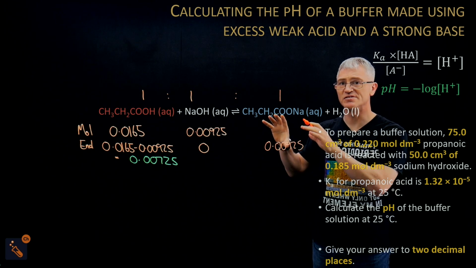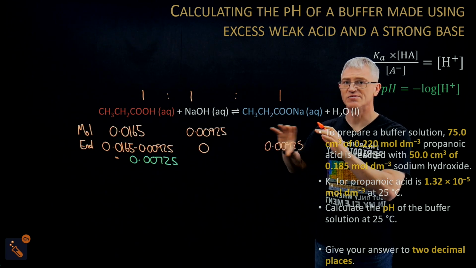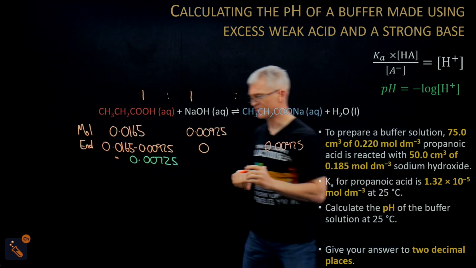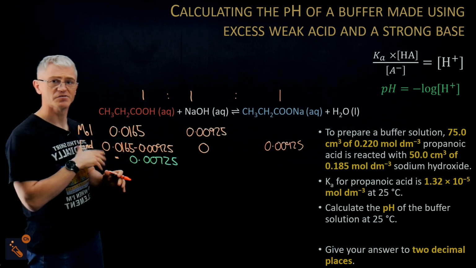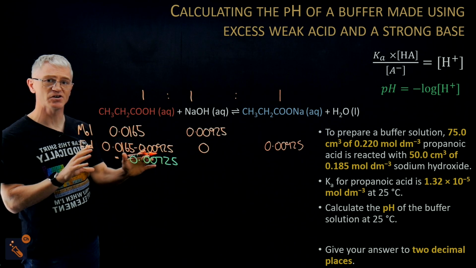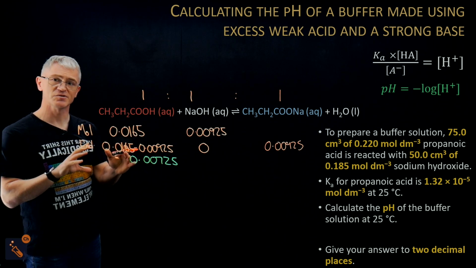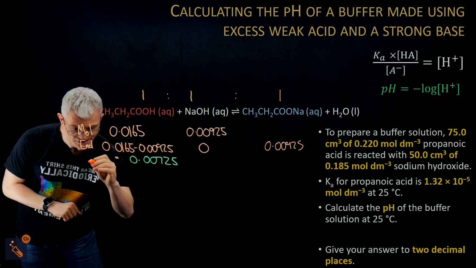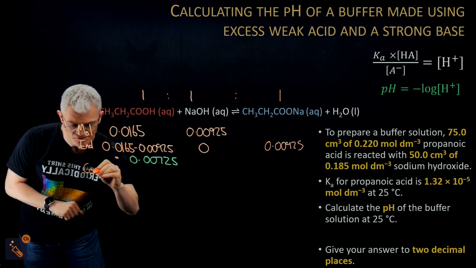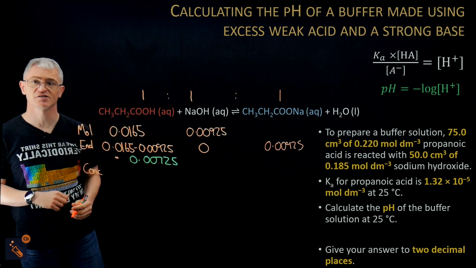So the initial here would have been 0, and then we used all that up, and then we've made 0.00925. Okay, so we've got this, and we've got our number of moles from that. So what we then have to do is calculate the concentrations.